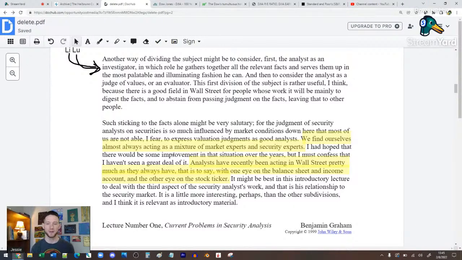You kind of have to be a little bit of both. So that's what I'll say right here. Analysts have recently been acting in Wall Street pretty much as they always have. That is to say, with one eye on the balance sheet and the income account, and the other on the stock ticker. So that's what he's saying there.